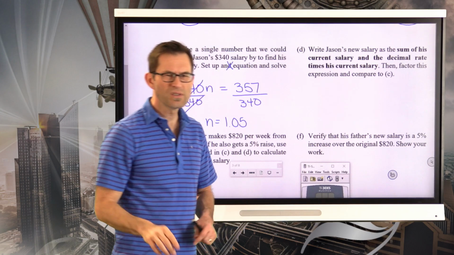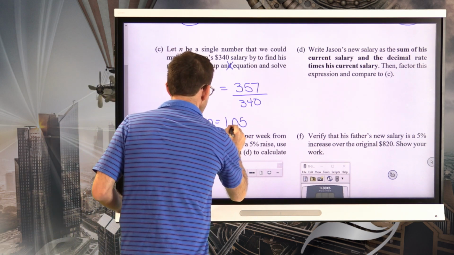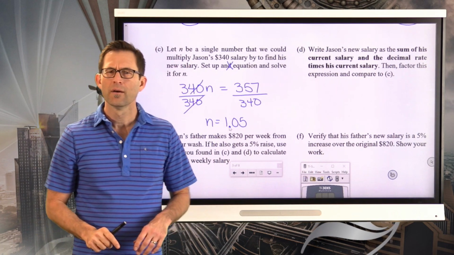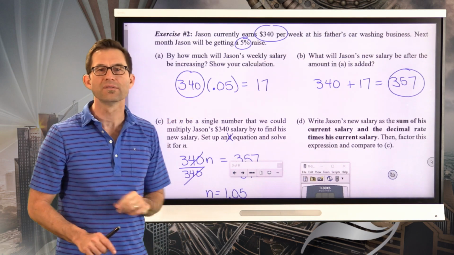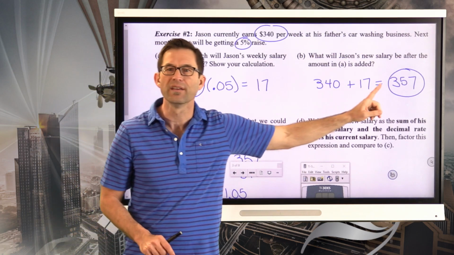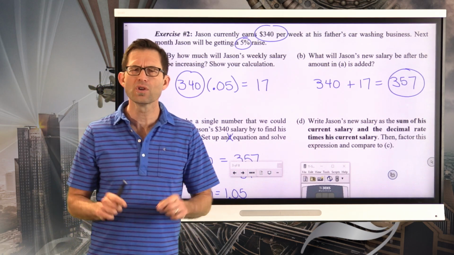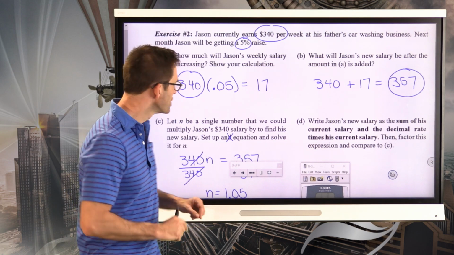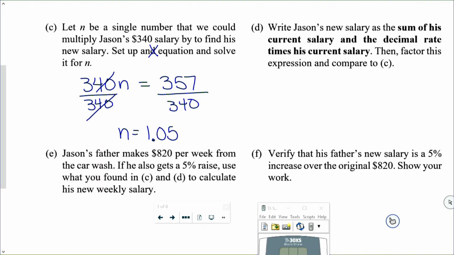All right, now just for a moment, I want you to look at the answer we just got. We're going to explore this more in part D. But we could have multiplied his original salary by 1.05 in order to get his final salary, and we could have done it in just that one calculation. The question is, why? So let's take a look at that in letter D. Write Jason's new salary as the sum of his current salary and the decimal rate times his current salary. Then factor this expression and compare to C.